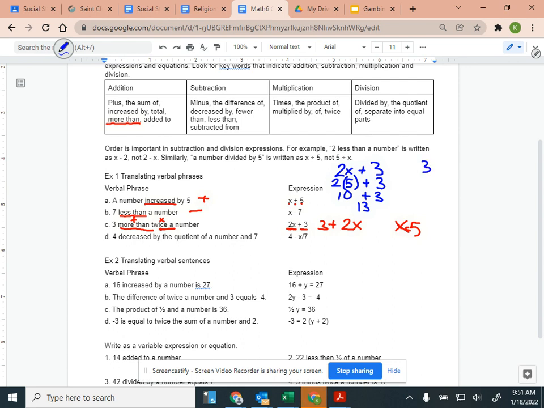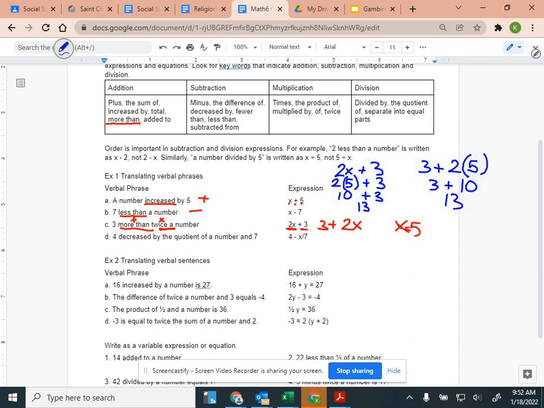So now let's do it the other way. 3 more than 2x. Order of operations, we multiply first. So 2 times 5 is 10. 3 plus 10 is 13. So when you add, it doesn't matter if you're adding first or adding second, because we have to multiply first no matter what. You multiply and then you go back to add. So either way you write it, it's going to get you the same answer.